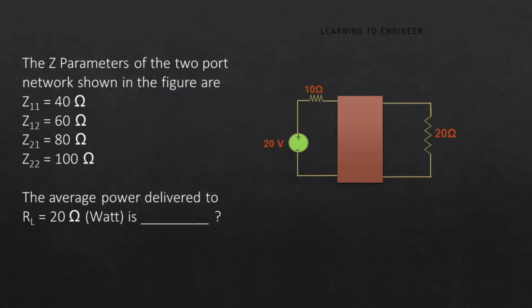The Z parameters of the two-port network shown in the figure are Z11 equal to 40 ohm, Z12 equal to 60 ohm, Z21 is 80 ohm and Z22 is 100 ohm. The average power delivered to the load resistor RL of 20 ohm, in watt, is dash.